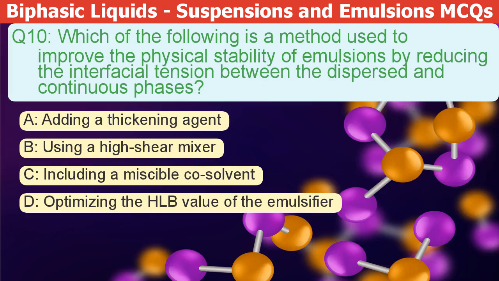Which of the following is a method used to improve the physical stability of emulsions by reducing the interfacial tension between the dispersed and continuous phases? A. Adding a thickening agent. B. Using a high shear mixer. C. Including a miscible co-solvent. D. Optimizing the HLB value of the emulsifier.